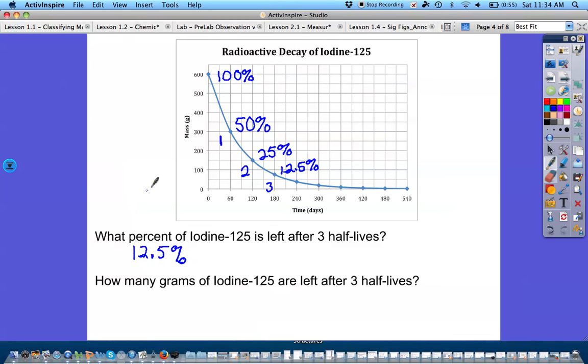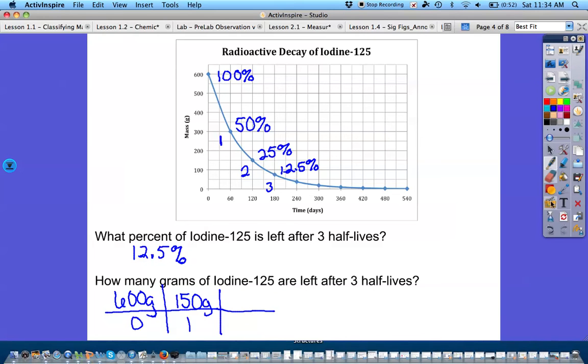We also want to know how many grams of iodine-125 are left after 3 half-lives. So we can take a look at our graph here, 3 half-lives. It's somewhere between 50 and 100, but let's do some calculations to make sure we know exactly how much. So we're starting with 600 grams. This is at time 0. At the first half-life, half of that has decayed, so we have 150 grams remaining.